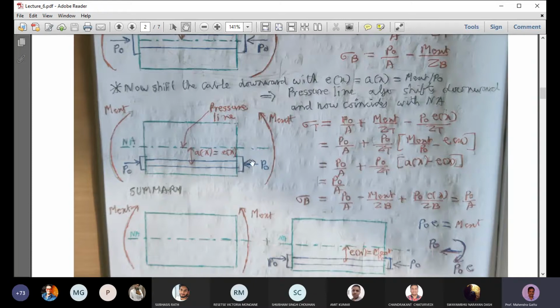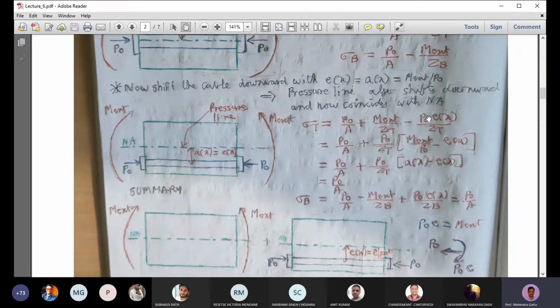So sigma at the top will be P naught by A, which is a compressive force, and M external will produce a compression at the top, so plus M external by ZT. And then we have this distance, P naught E, the moment corresponding to that. This moment will be hogging, so the top fiber will be in tension and the bottom fiber in compression. That hogging moment will produce tension, so we write minus P naught E of x by ZT. So this is the expression for the compressive stress at the top fiber.